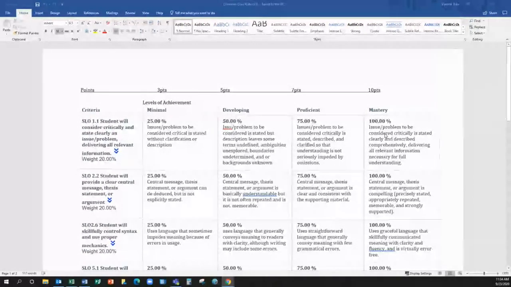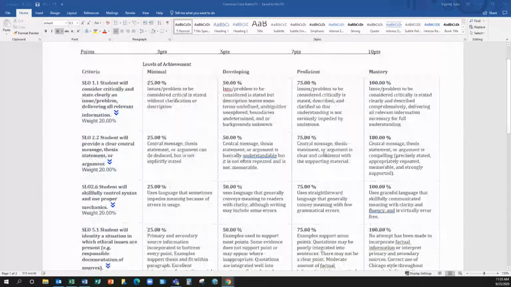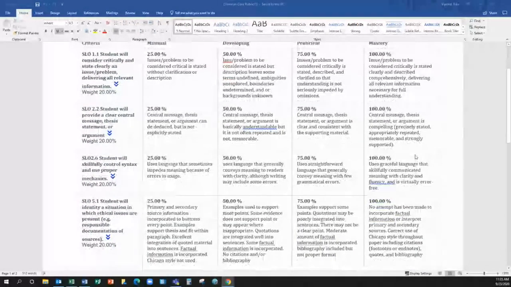Can you consider critically and state clearly the issue or problem, delivering all relevant information? So this is, did you answer the prompt? Did you answer all the questions in the prompt? Did you use evidence? Student learning objective 2.2, student will provide a clear and central message, thesis statement, or argument. So this is pretty cut and dry, right? Did you have a thesis? Was it clear? Did you support the thesis?